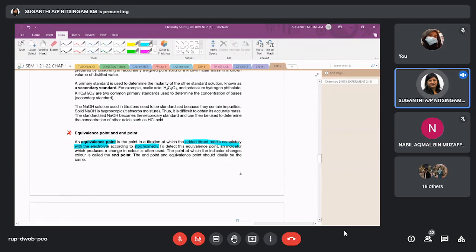Endpoint ialah bila indicator tu changes color. Here usually we use phenolphthalein. So both this you must know. Equivalent point is the point at which the added titrant reacts completely with the electrolyte according to stoichiometry. And endpoint is the point at which the indicator changes color.